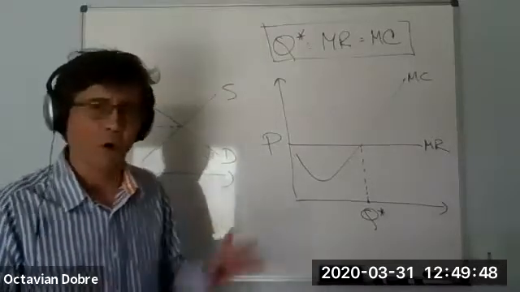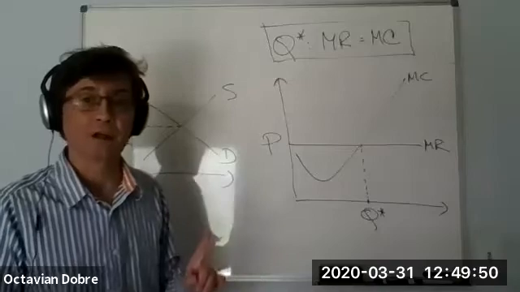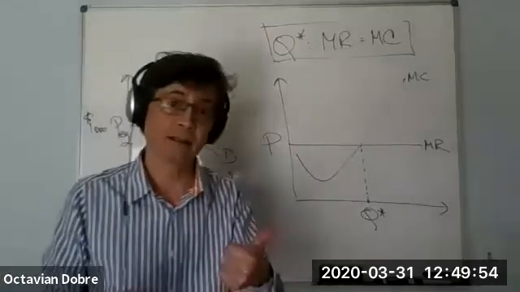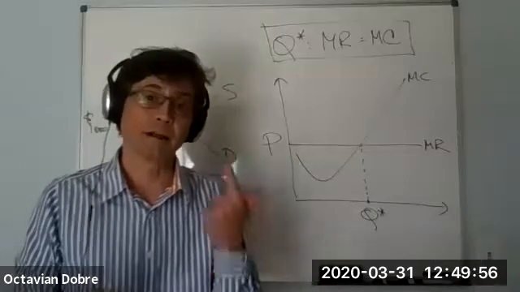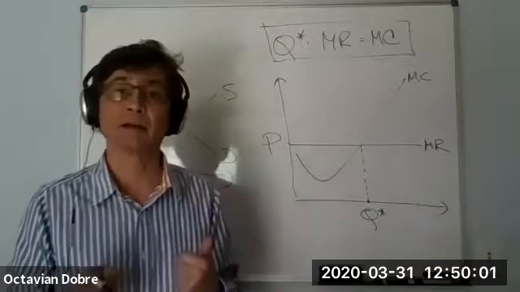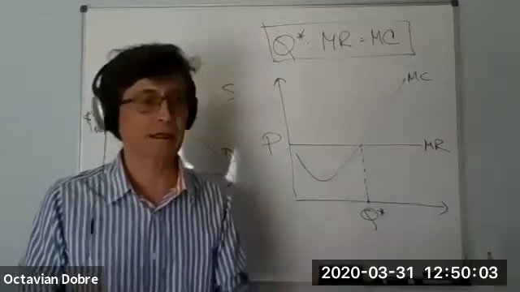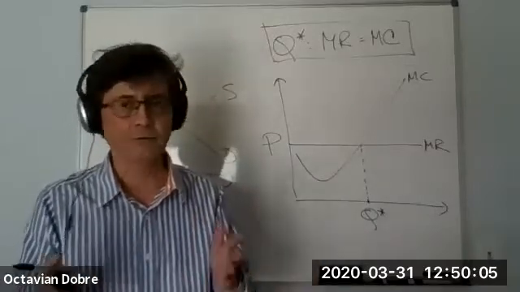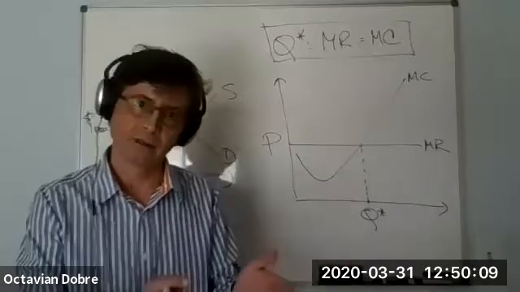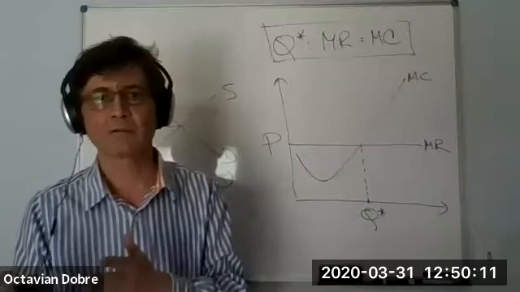Guess what? On this graph, we already know something. We know what total revenue is because I know what the price is and I know what the quantity is. Total revenue is price times quantity, so I know how much money is coming in. If the price is $10 and the quantity is 100 units, then total revenue is going to be $1,000. $10 times 100 units equals $1,000.